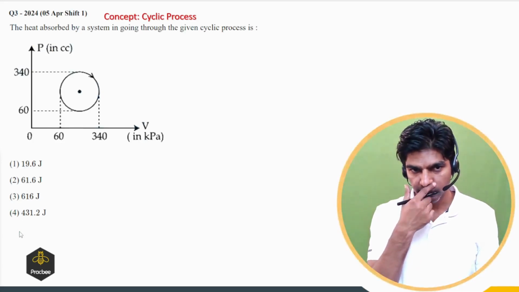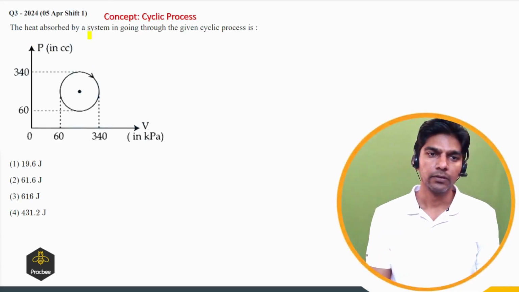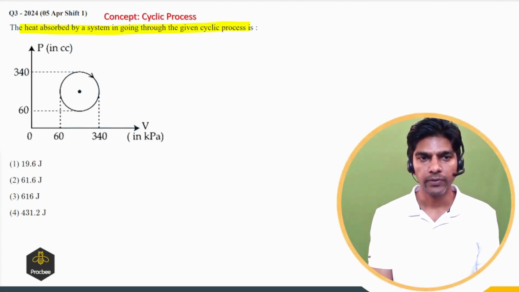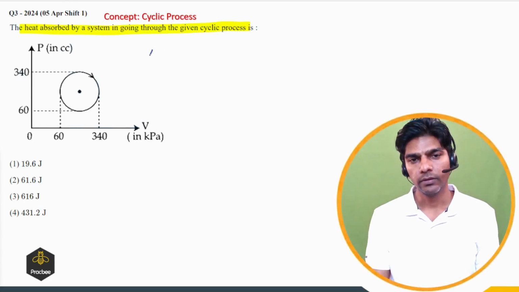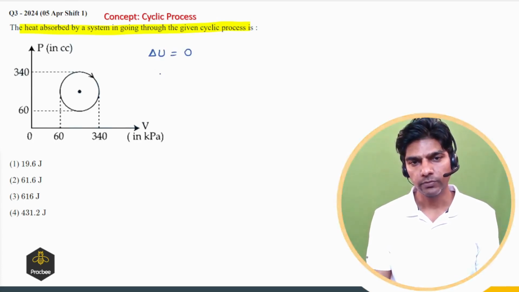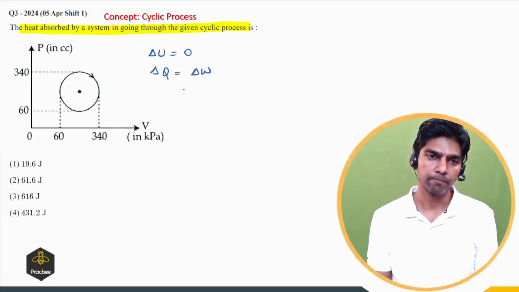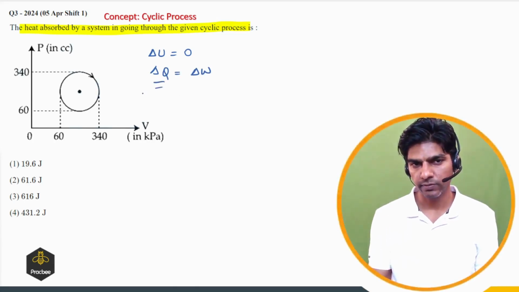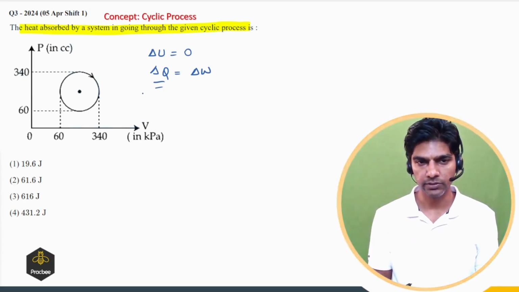Now let us see the heat absorbed by the system in going through the given cyclic process. So we have to find the heat absorbed. Now in a cyclic process, delta U is 0. So delta Q is nothing but the work done by the gas. Since it's a clockwise cycle, the work done will be positive, so delta Q is also positive. It means the heat is being absorbed by the system.